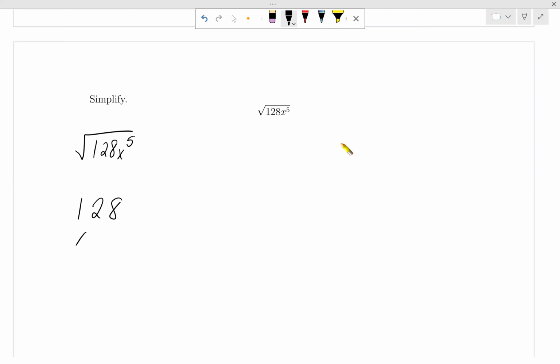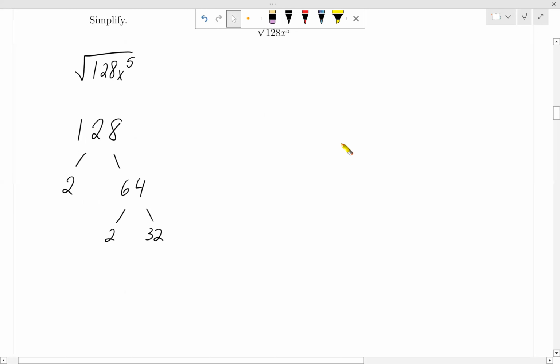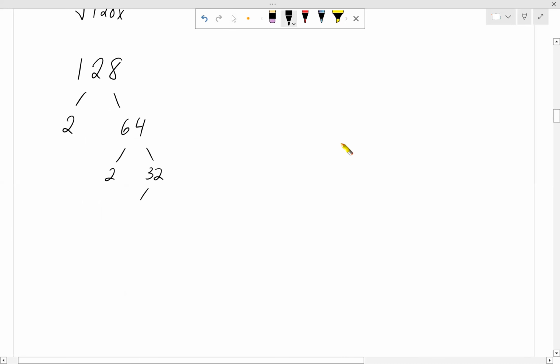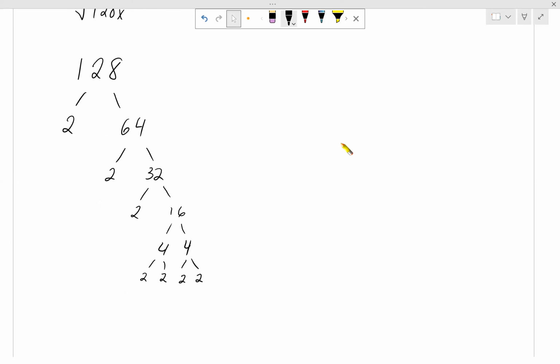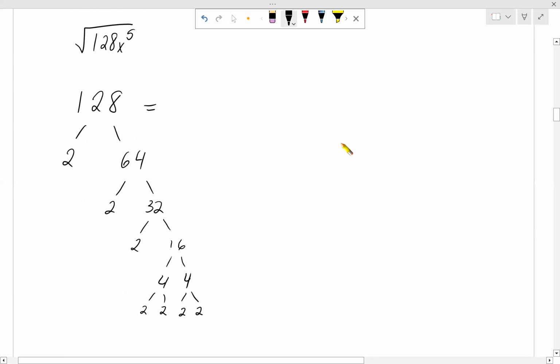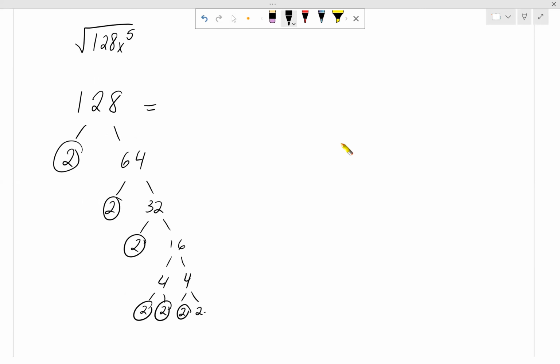So 128, I see I can take a 2 out. I take a 2 out and I get 64. I can take another 2 out, I get 32. I keep going. I can take out another 2 and I get 16. 16, that's 4 times 4, and 4 is 2 squared. So 128 can factor as 1, 2, 3, 4, 5, 6, 7 twos. So 2 to the seventh power.